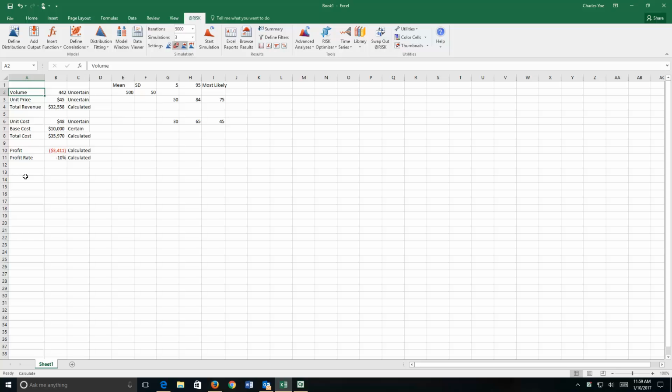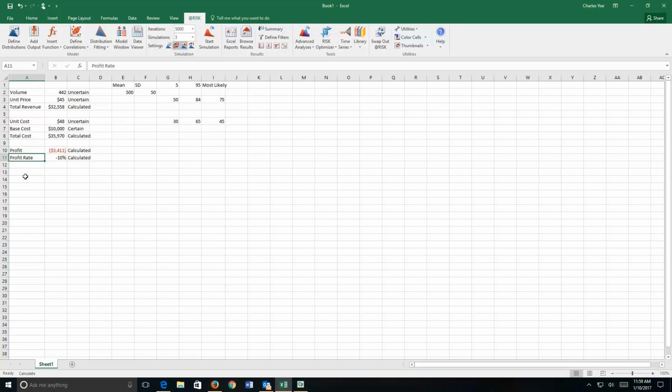We begin with volume and a unit price. The product of these two values gives us the total revenue. Then there's unit cost. Unit cost times volume plus the base cost, which is a constant, yields total cost. Total revenue minus total cost is profit. And the profit divided by total revenue yields the profit rate.